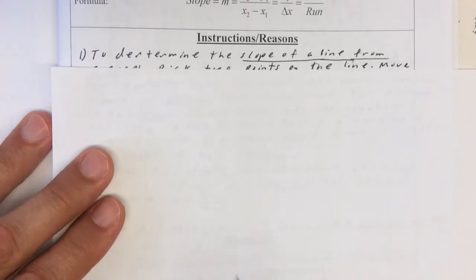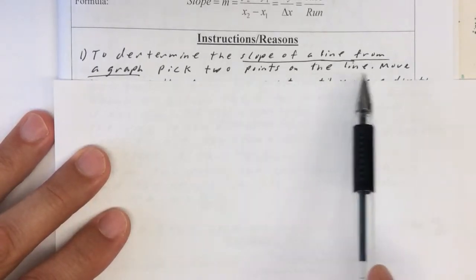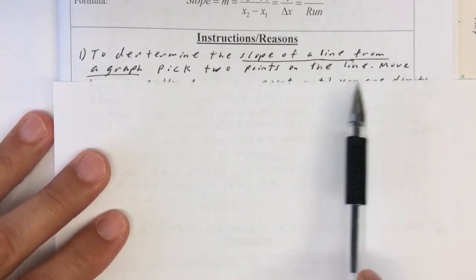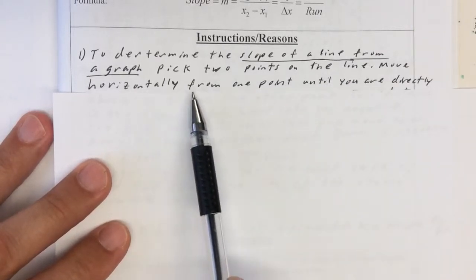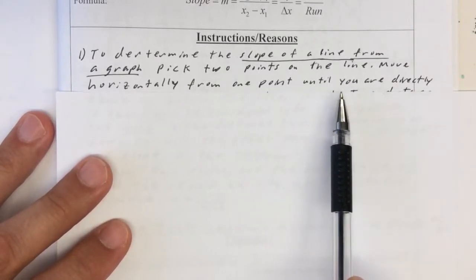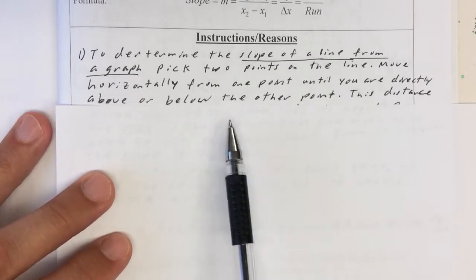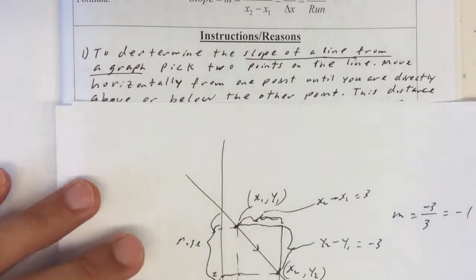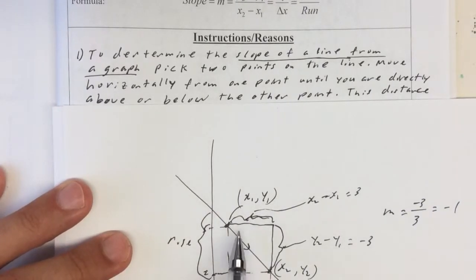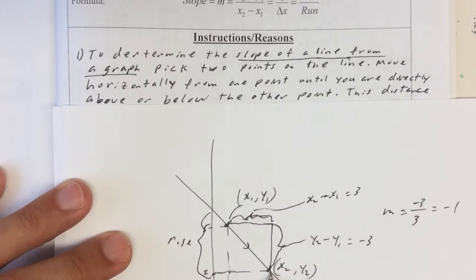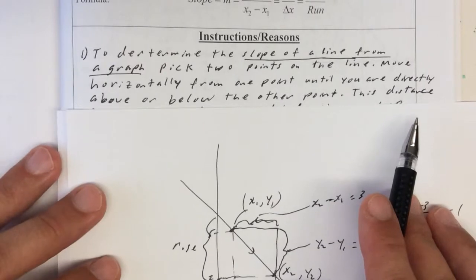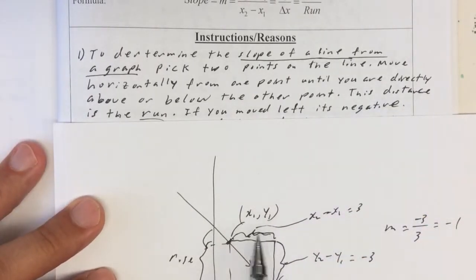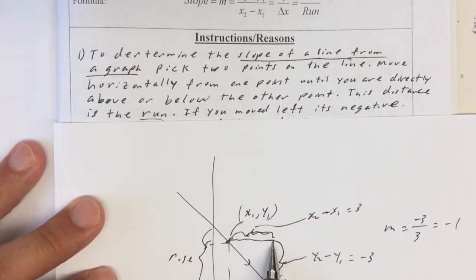To determine the slope of a line from a graph, pick 2 points on the line. Move horizontally from one point until you are directly above or below the other point. So that's kind of what we're doing here. We moved horizontally till we're directly above or below the second point. We're above it. The distance is the run. So that distance from there to there is the run.